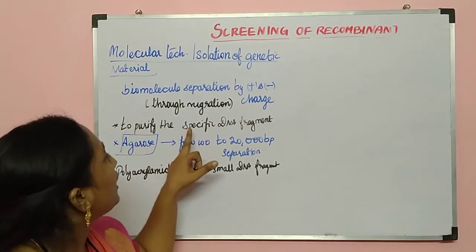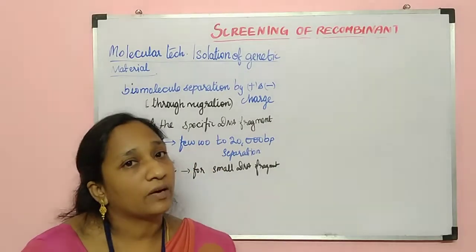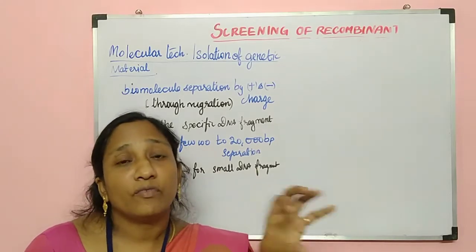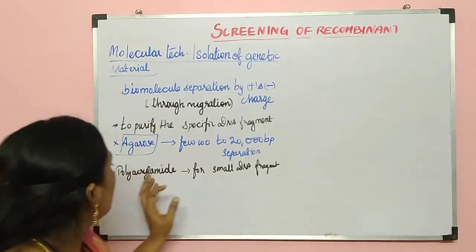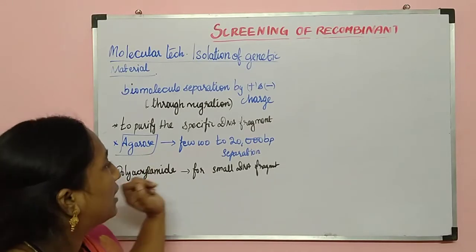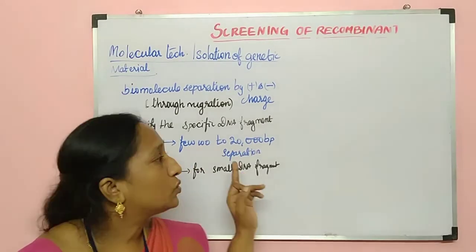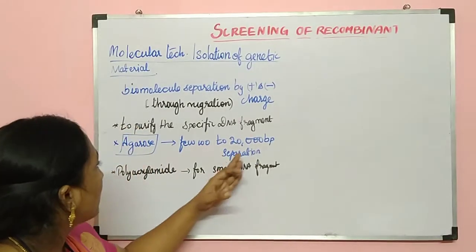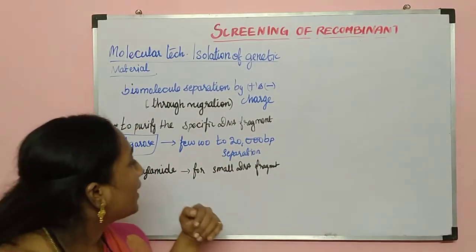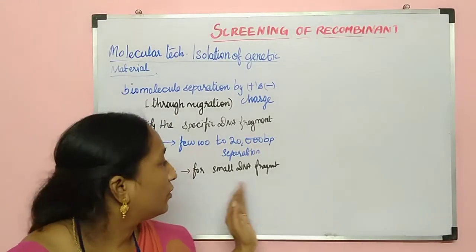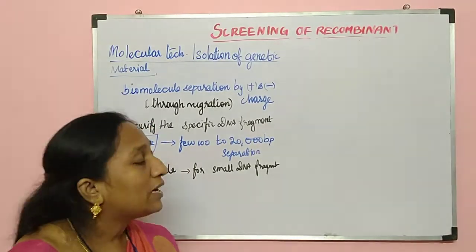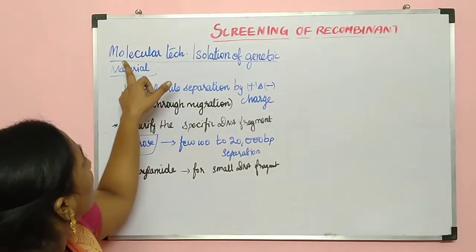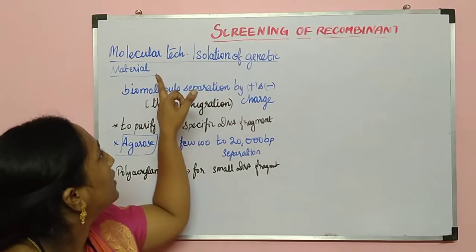It is mainly used to purify a specific DNA fragment. So we can easily isolate a DNA fragment, or identify where a DNA fragment is located. Here we are using agarose gel. This agarose gel is used to separate a few hundred to 20,000 base pairs, or we can use polyacrylamide gel for separating small DNA fragments. Children, clear up to this? So this is the molecular technique of isolation of genetic material.